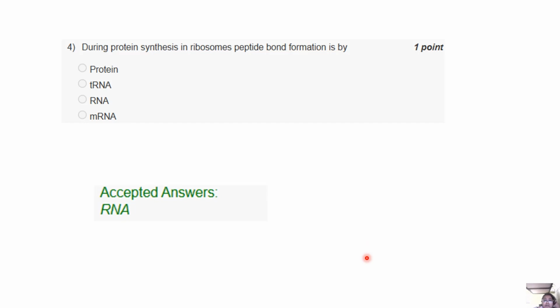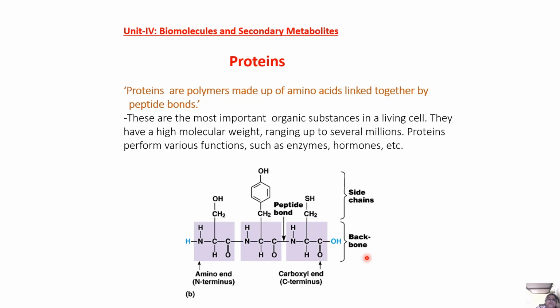Okay, so the answer will obviously be RNA. So, proteins are polymers made up of amino acids linked together by peptide bonds, and these are the most important organic substances in a living cell. They have a high molecular weight ranging up to several millions. Proteins perform various functions such as enzymatic function, hormonal function, etc.